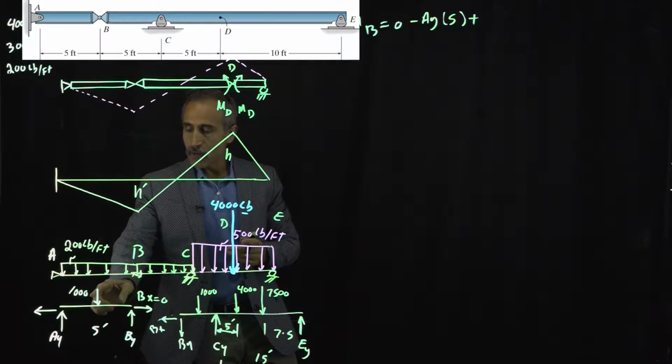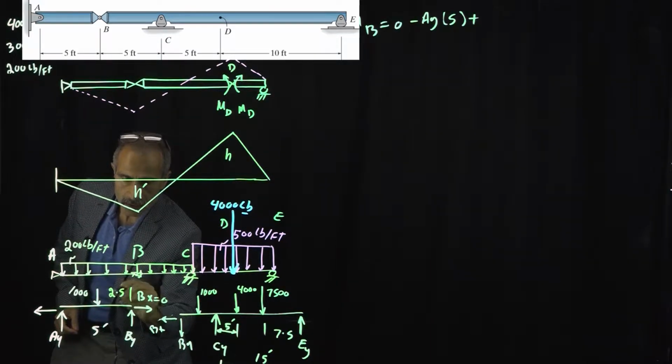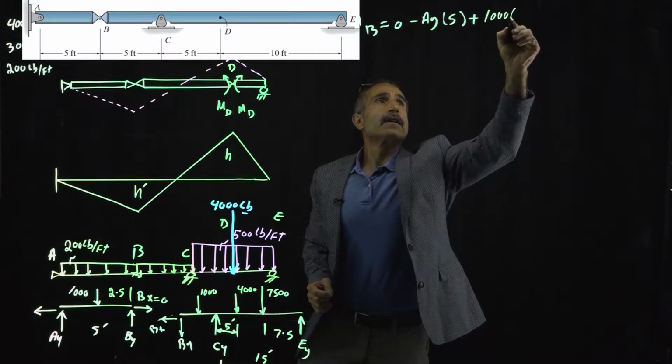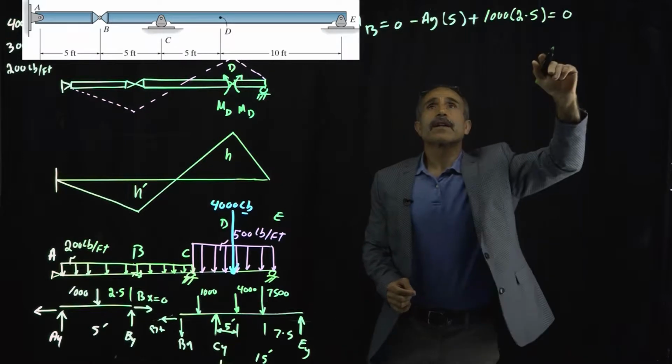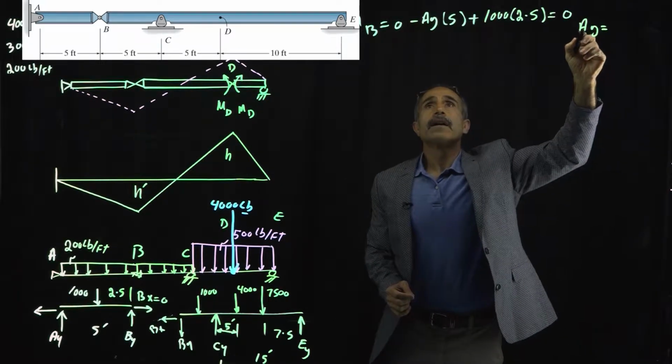plus the load. We converted the uniform load to a concentrated load of 1,000, and it's about 2.5 feet from this end. So this distance is basically 2.5 feet. It's right at the center, so it's plus 1,000 times 2.5, and that equals 0. If you do your calculation here, AY comes out to 500.